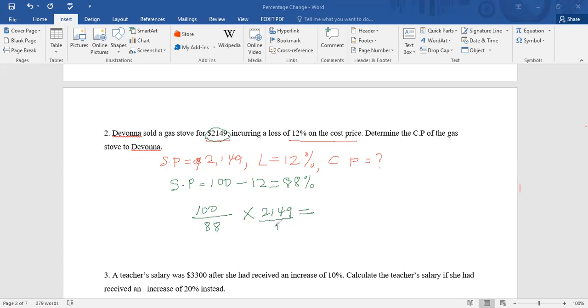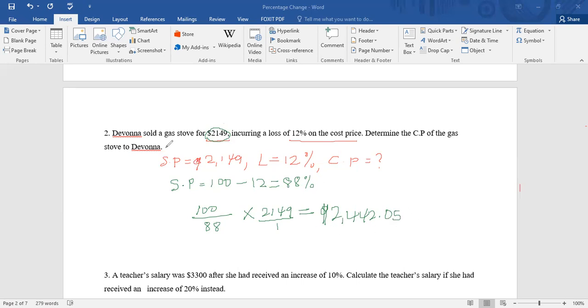So 100 times 2149 divided by 88 will give us, okay, I'll put the dollar sign here, $2,442.05. Always remember, money we write to 2 decimal places. We always look at the third number on our calculator. If that number is 5 and above, we add 1. So this is our answer.